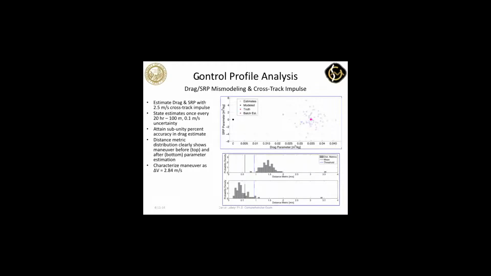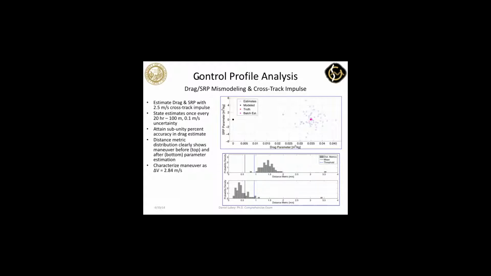So we can go through a simple least squares derivation. Here's one example from Dan Luby's, where we estimate drag and SRP just using the control distance. Here we placed a 2.5 meter per second cross-track impulse into a sequence of many days of data where we have state estimates every 20 hours with a certain level of uncertainty ascribed to that.